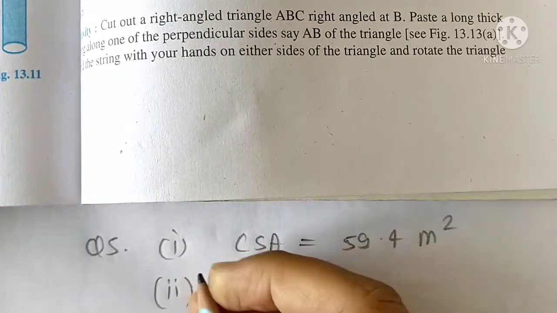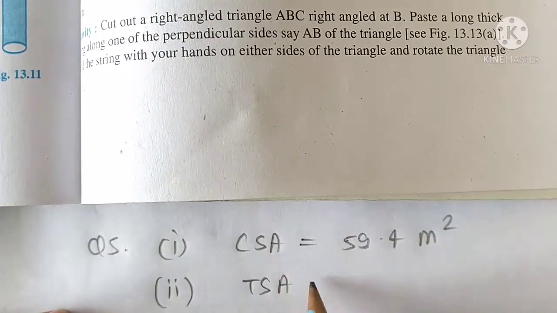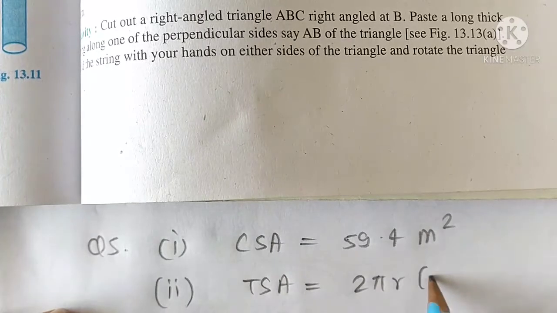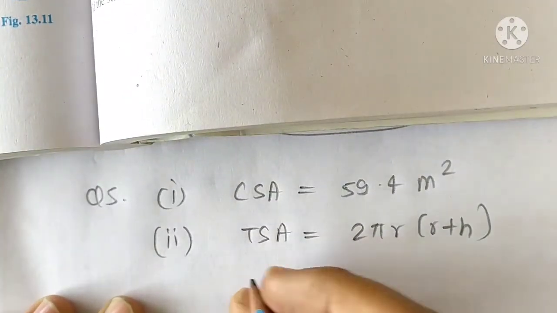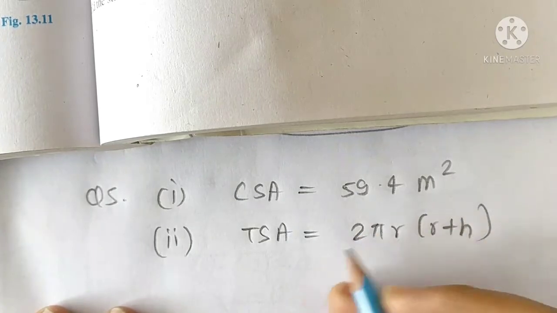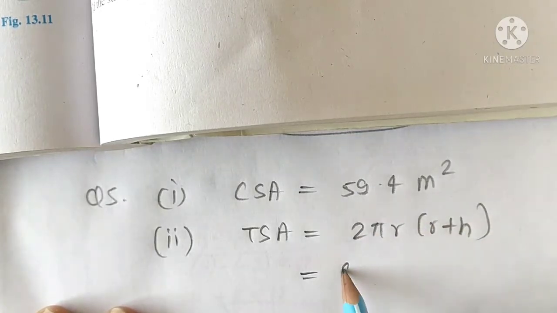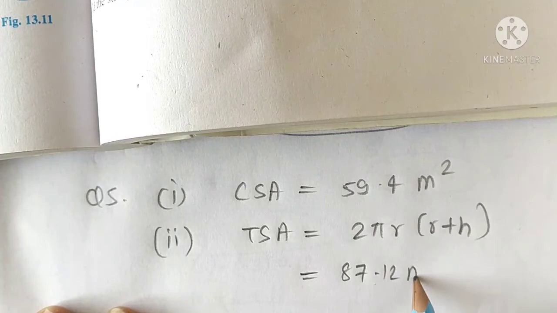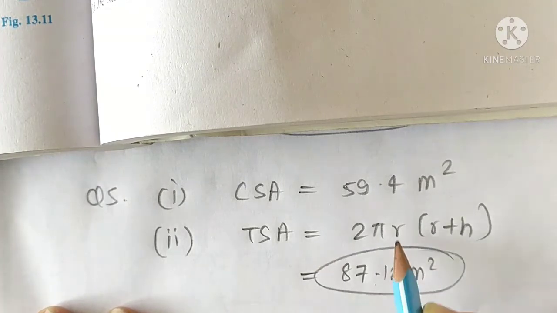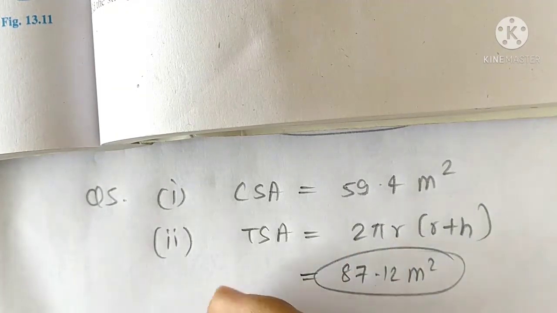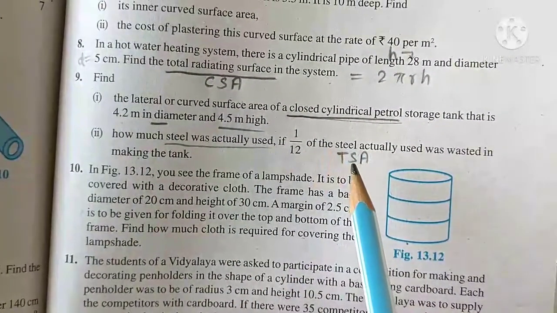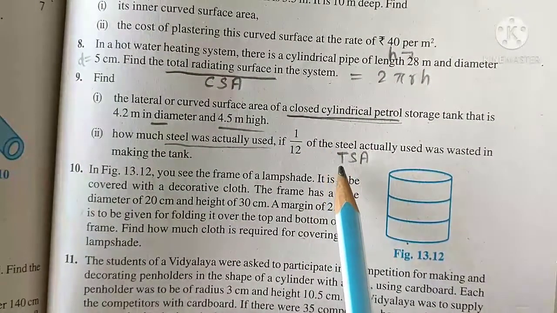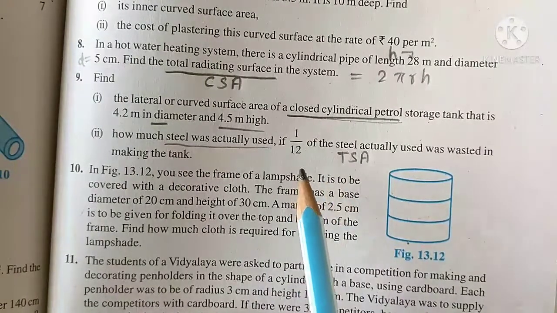In the second part, first we have to find TSA by using the formula 2 pi R times R plus H. This formula we have learned only for TSA. Now use the values and find the answer. Suppose the answer came 87.12 meter square. You will find this again by putting in the values. Now we have to pay attention to this point. I am explaining this one because you can do the rest by yourself, but this point you can't.